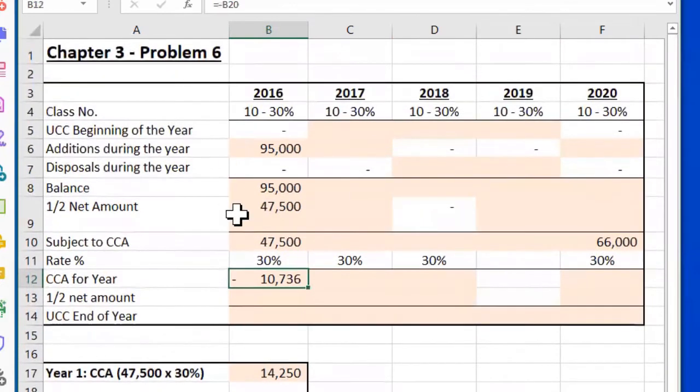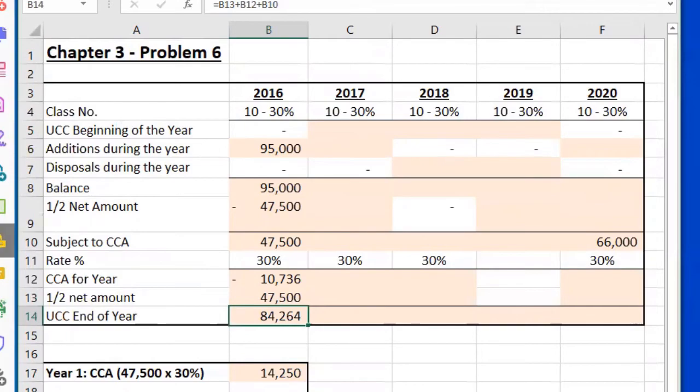I'm going to fly back up to my spreadsheet here, and I'm going to insert that. Remember, it's a negative number because we're subtracting it. We do have to add back the 1/2 net amount that we deducted earlier on, $47,500. And our UCC for the end of the year should be $84,264. Great. That's year one in the can.